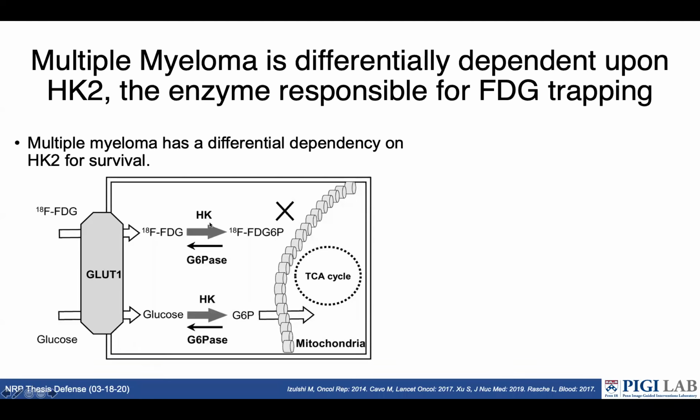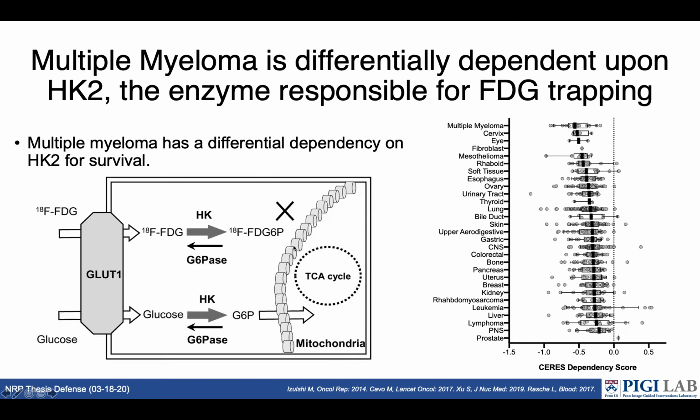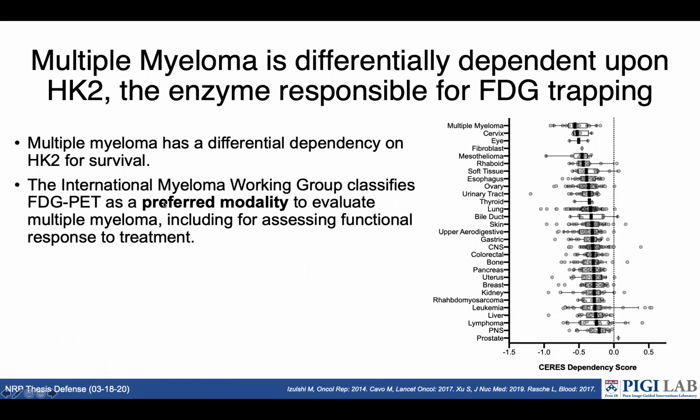And I found that a lot of cancers depend on hexokinase 2, but multiple myeloma, interestingly enough, was differentially dependent on hexokinase 2. So what that means is many cancers needed hexokinase 2 to survive, but multiple myeloma actually stood out as one that was statistically significant in that it required it more than many other cancers. And why do I keep talking about multiple myeloma? Well, this approach is showing that, and it's consistent with clinical data where FDG PET is a preferred modality for multiple myeloma in particular. And this includes for functional assessment of response to treatment.